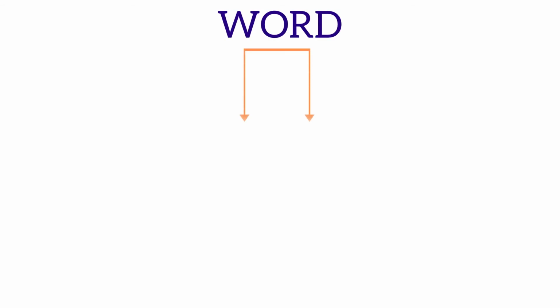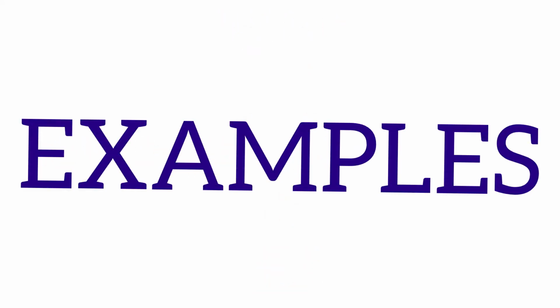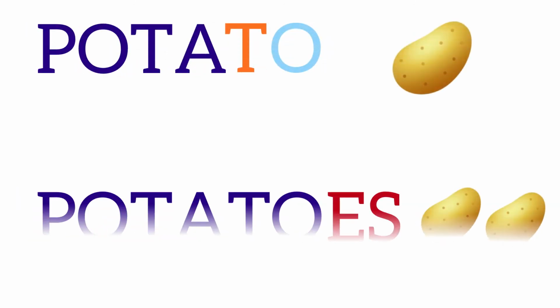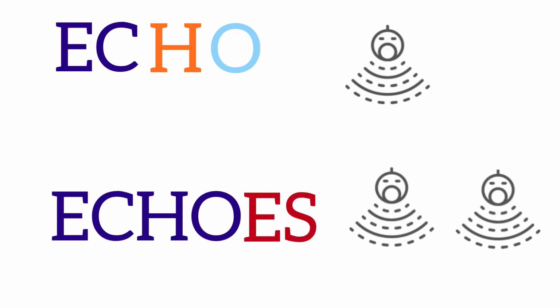If a word ends in a consonant and o, we normally add es. Here's some examples. Tomato, tomatoes. Potato, potatoes. Echo, echoes.